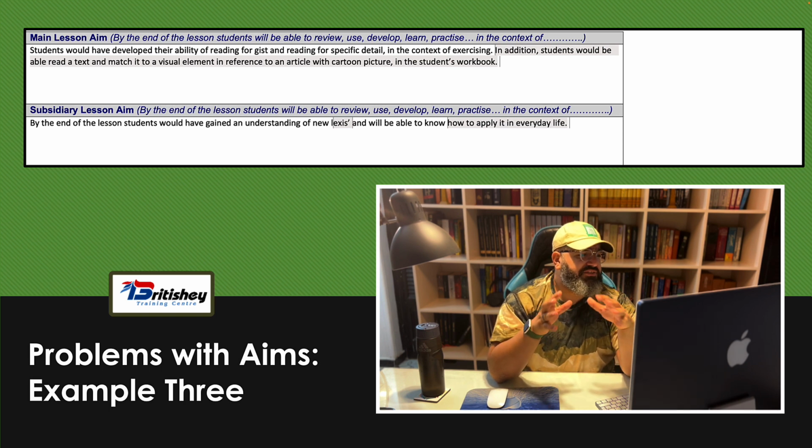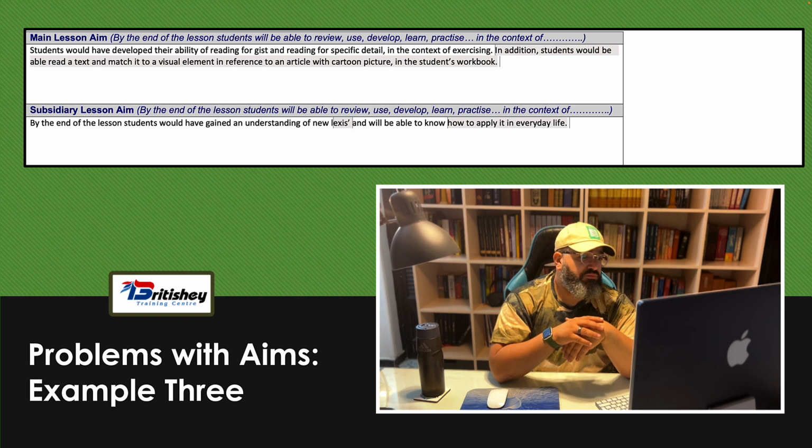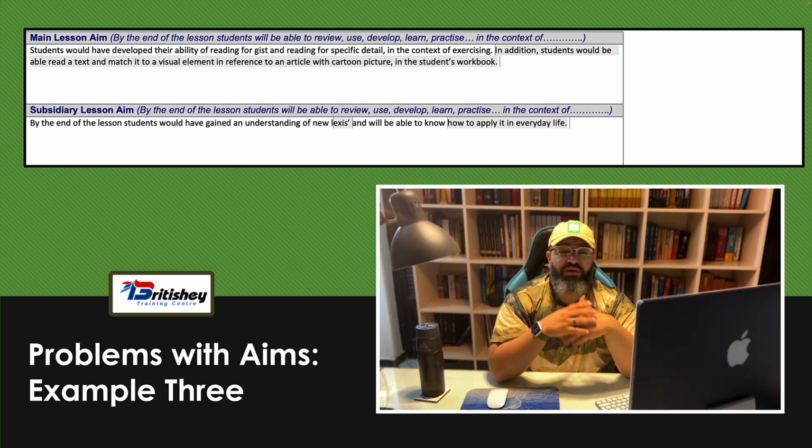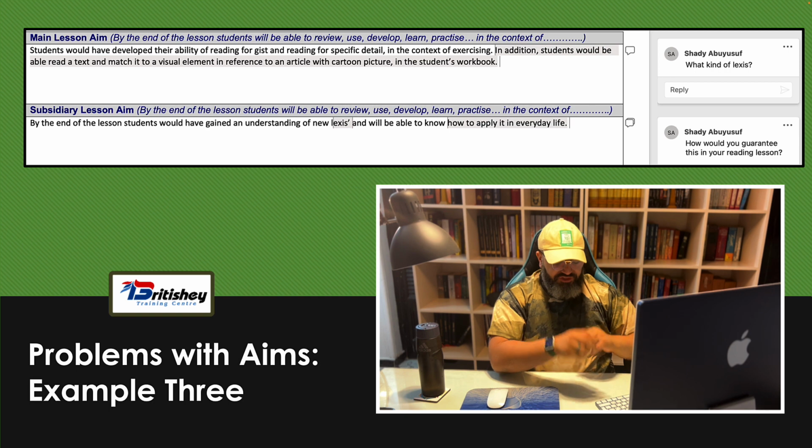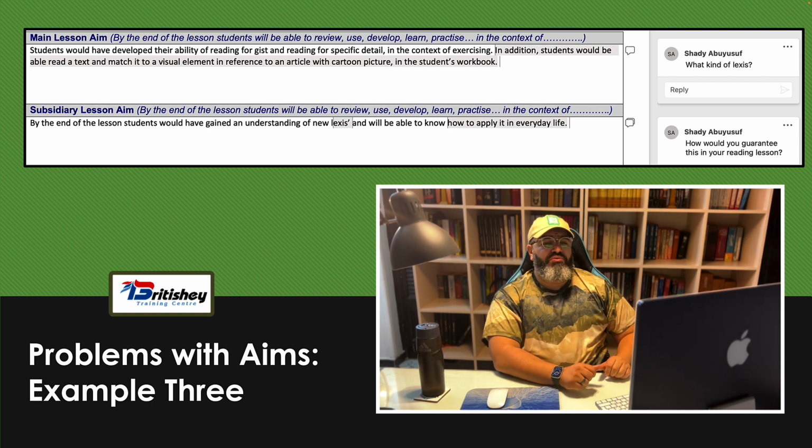By the end of the lesson, students would have gained an understanding of new lexis and will be able to know how to apply it in everyday life. Now let's check these two, and my comments on the first one.